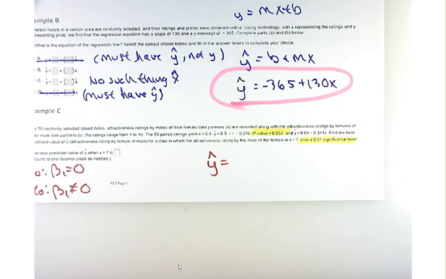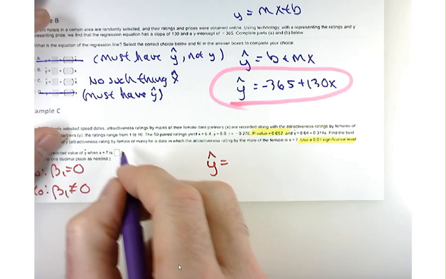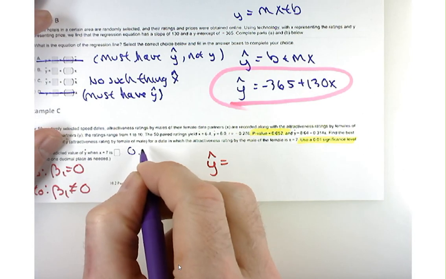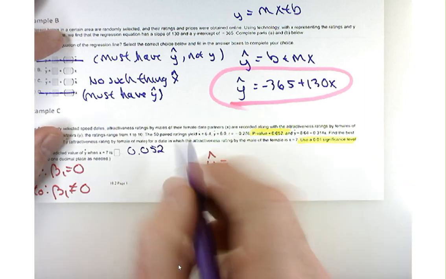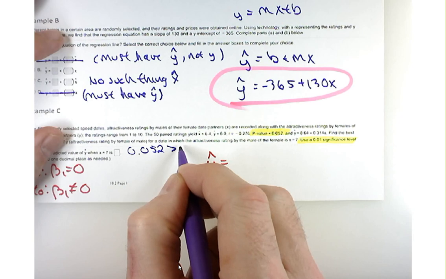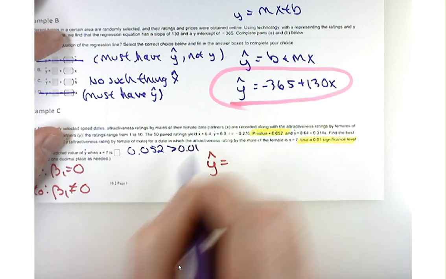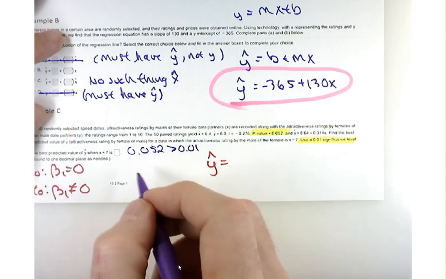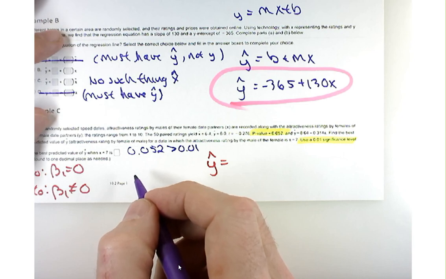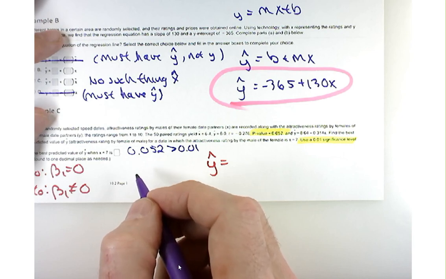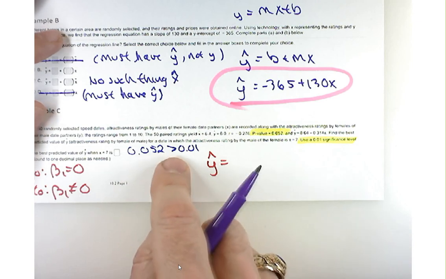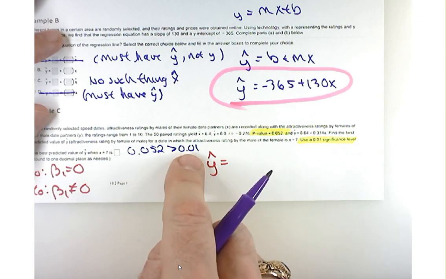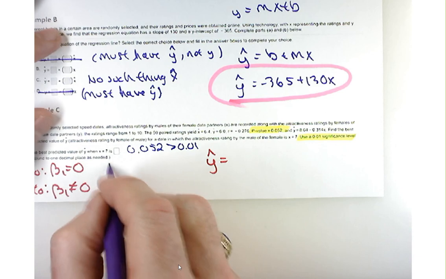All right, so we've got 0.052. And that's greater than 0.01. So Matilda's telling us fail to reject. Do we agree with that? Yes. If the p-value is low, H naught must go. Well, this is not low. It's bigger than our significance level. So fail to reject.